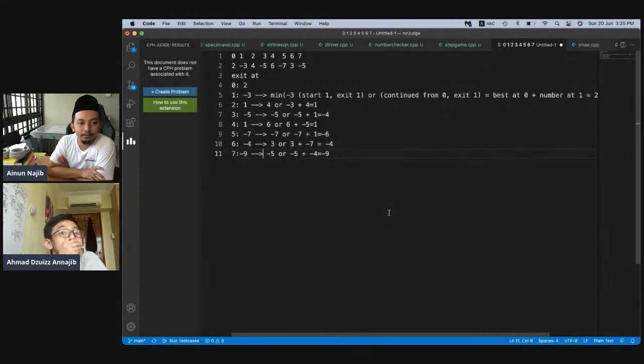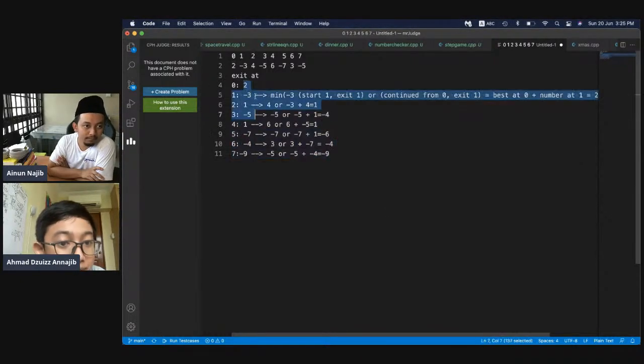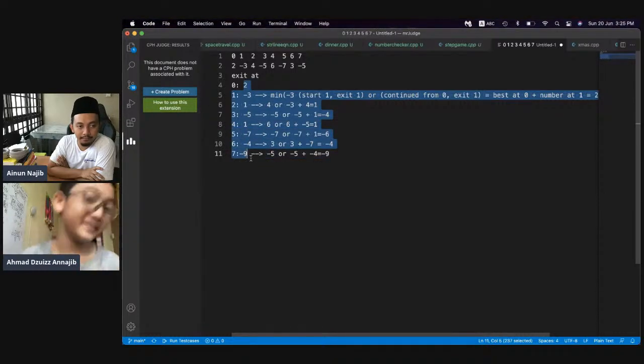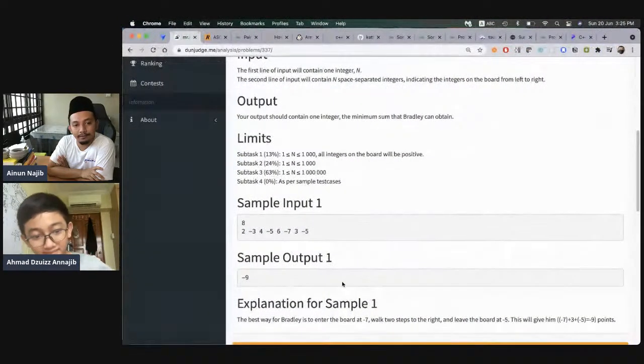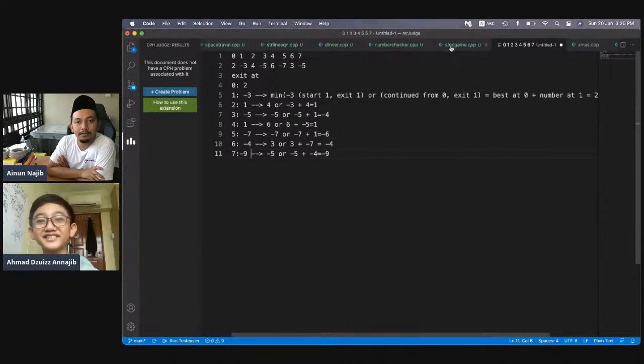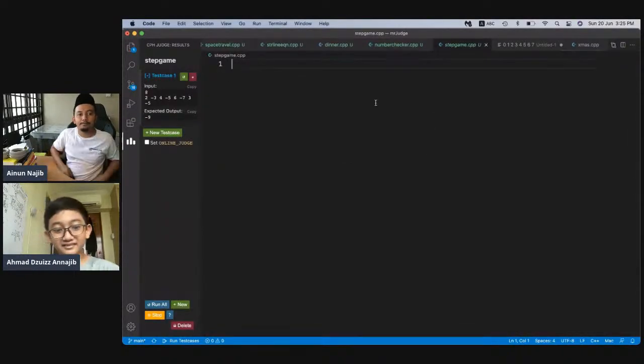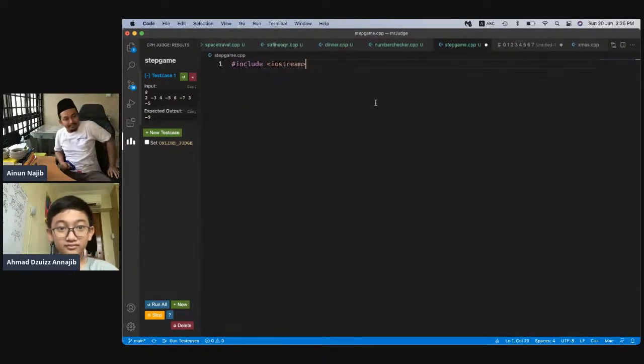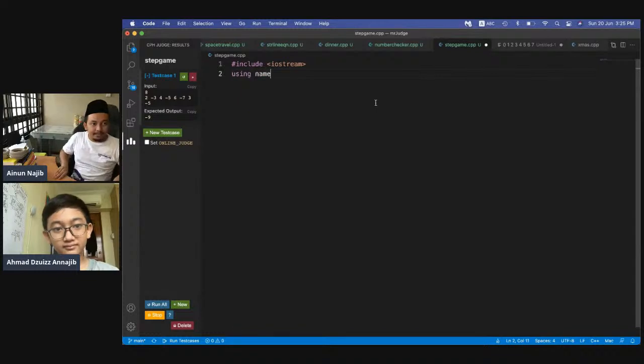Yeah, right. So how do you find the answer now? Get the minimum of all of this. Very good. Which is minus 9. Okay, now time to implement. You get the idea, right? Yes, it's a simple dynamic programming.